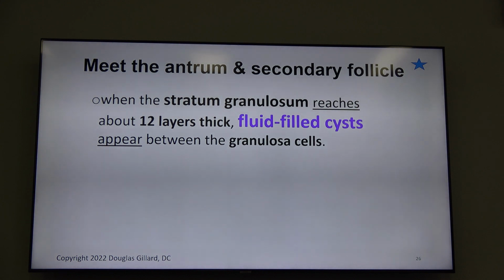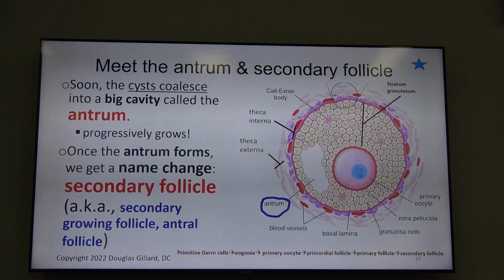So what does antrum mean when you hear antrum? It's like a little hole or a little cave, a little carved out area. And that's what happens next. We get the development of these little caves that start to form. They're filled with fluid, and the little caves start to coalesce together into bigger caves and bigger caves. And let's see what that looks like.